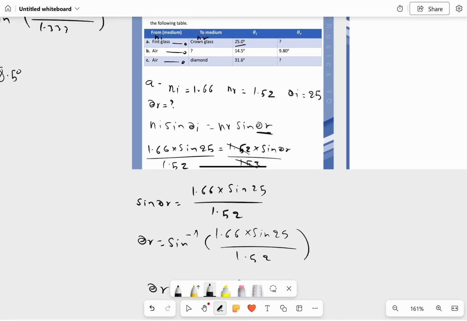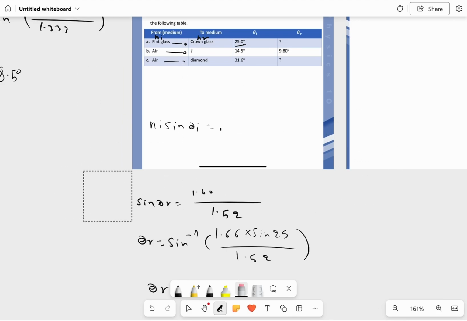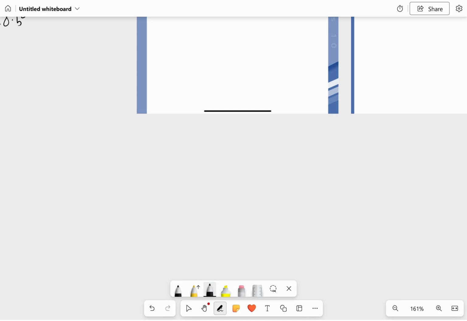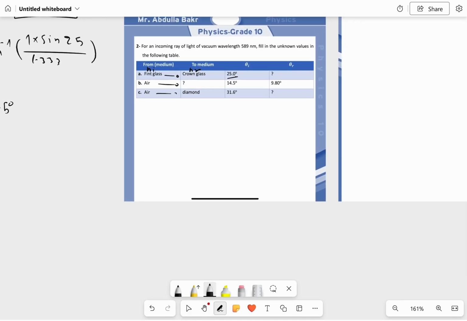Now we have question B. The ray now is going from air to something unknown. We don't know what it is, so we need to find Nr here. And we have everything. So we have Ni sine theta i equal to Nr sine theta r. I'm trying to find Nr. Okay, I have everything.